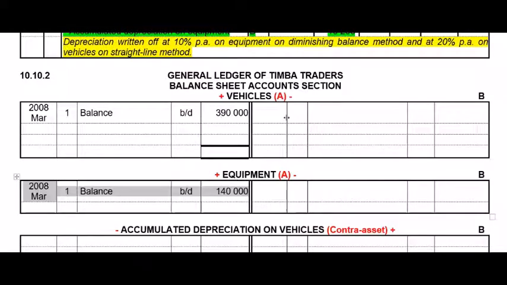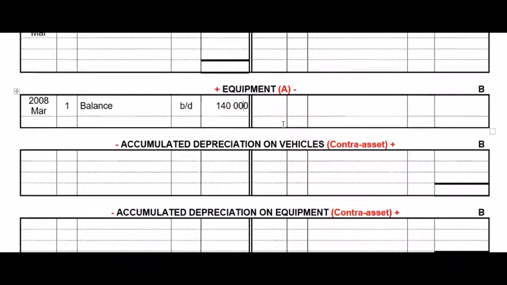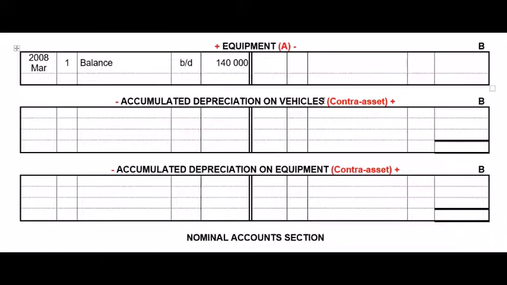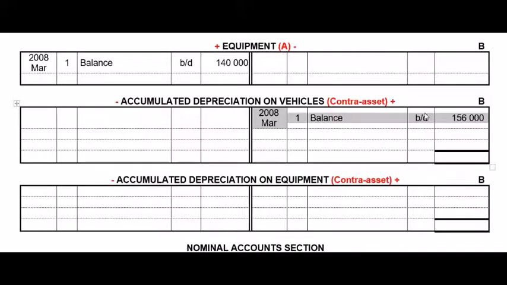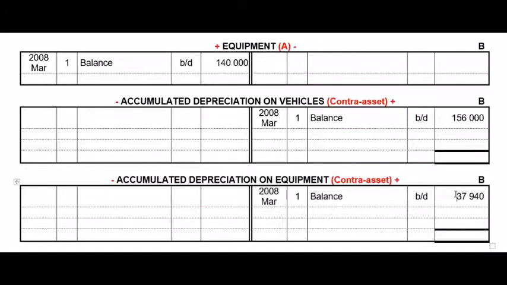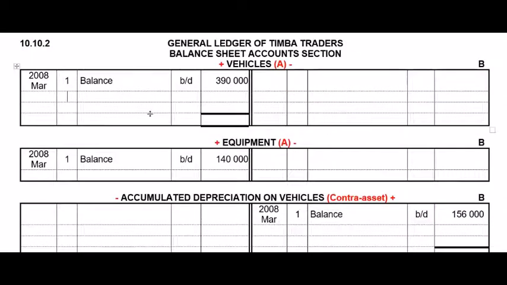Then equipment had an opening balance of 140,000 Rand. Accumulated depreciation on vehicles, which is a contra asset, in other words, it's the opposite of an asset, so we work on the credit side, had an opening balance of 156,000, and accumulated depreciation on equipment had an opening balance of 37,940. Okay, then somewhere throughout the year, on the 1st of December, we bought that new vehicle. Don't forget to record it. They didn't specify that we bought it and paid for it in cash. Okay, but we can just assume that it's cash. So it's bank CPJ, 160,000, which then brought our vehicles to a total of 550,000 Rand.